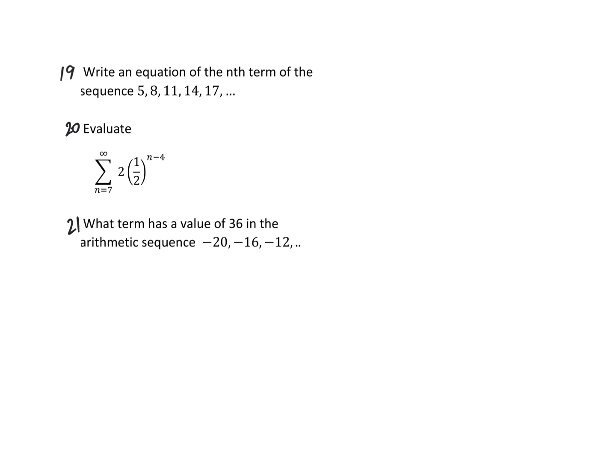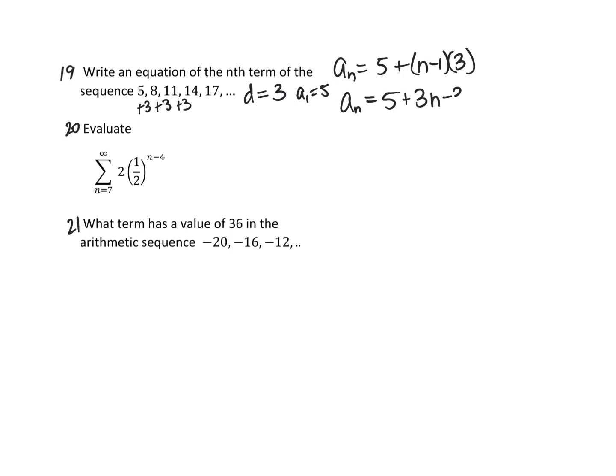Write an equation of the nth term of the sequence 5, 8, 11, 14. I see plus 3, plus 3, plus 3, which makes it arithmetic, so d equals 3, and my a1 is 5. So an equals a1 plus n minus 1 times d. My a1 and my n are always variables when I'm writing the rule or the equation, so 5 plus 3n minus 3. Always make sure you distribute and simplify. 3n plus 2 equals my an.